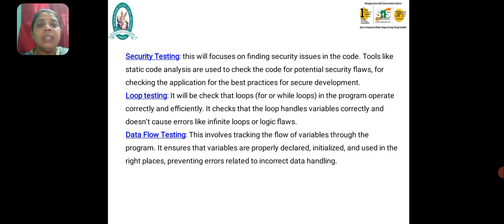Security, as we already know, will secure the data. It will check the code for potential security flaws and check the application for best practices for secure development. Looping means it will check the for loop and while loop, whether they get correct data to execute in the given project. So invalid data can be neglected during these looping stages. Data flow testing means it will check the data flow from the initial to the end of the project. So it will prevent errors, and if there is any error, it will correct it at the different stages.